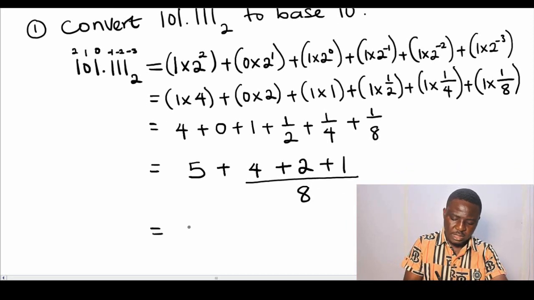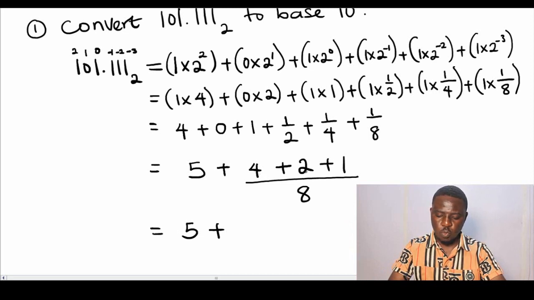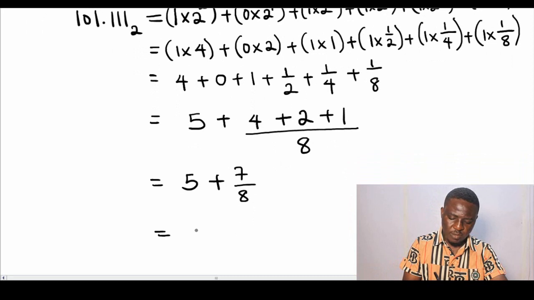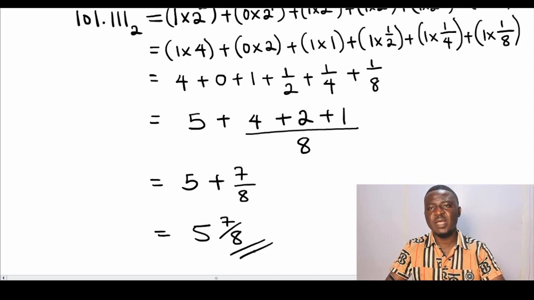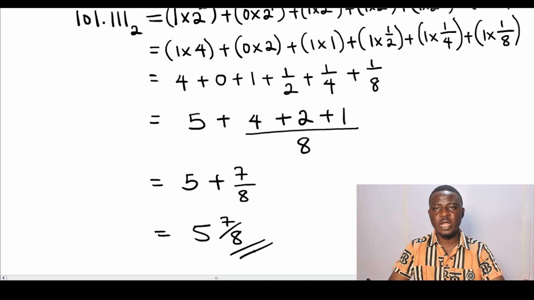Simplify further. This is equal to 5 plus, now sum up the numerators. This becomes 4 plus 2 is 6, plus 1 is 7, all divided by 8. When you simplify this further, your answer becomes 5 whole number 7 over 8. By this, I have been able to convert 101.111 base 2 to base 10. So this is the way to convert numbers involving fractions from other bases to base 10.